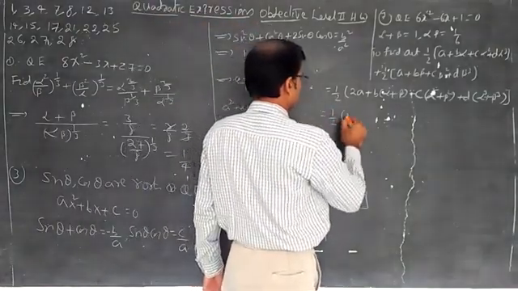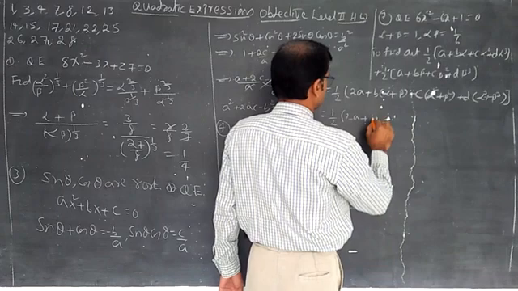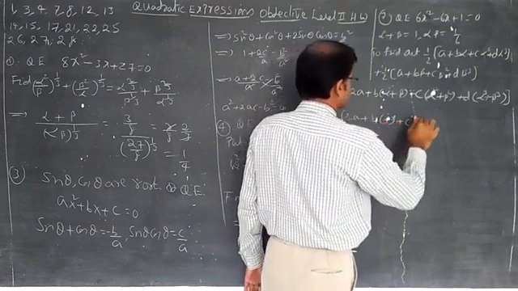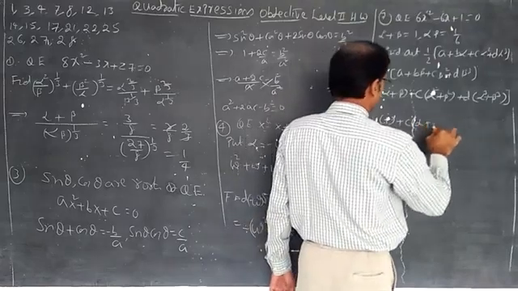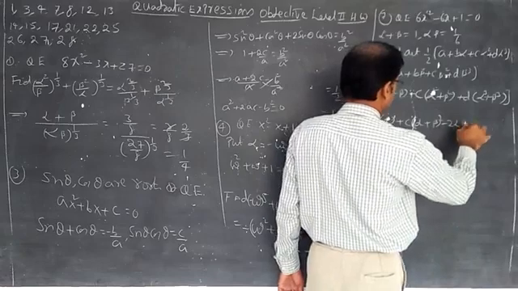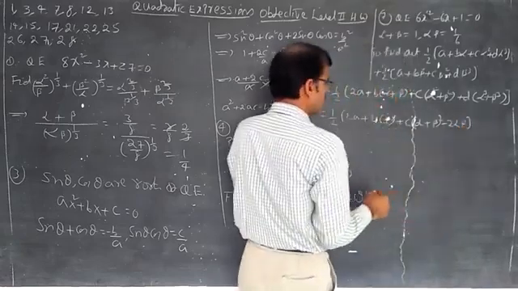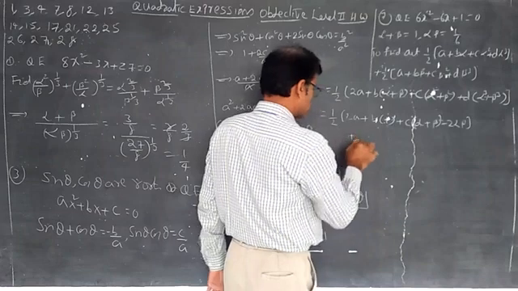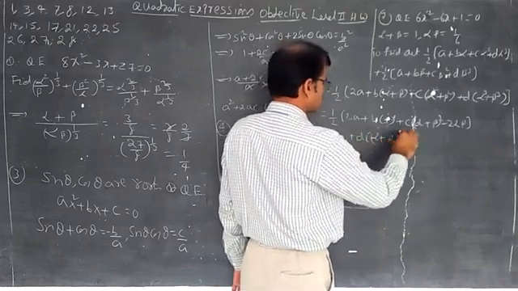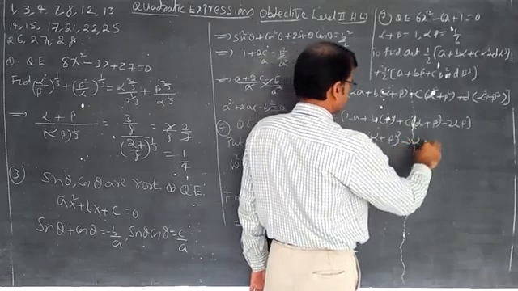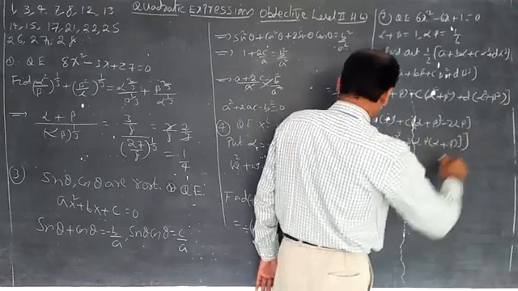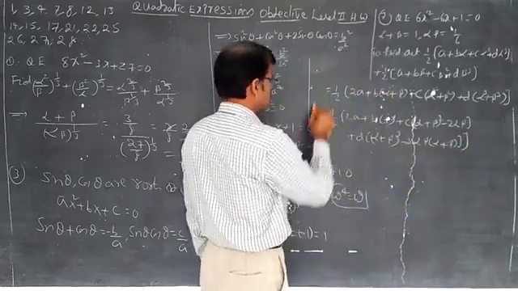So 1 by 2 into 2a plus b into minus 1, it is simply 1, plus c into, now we can write alpha square plus beta square as alpha plus beta whole square minus 2 alpha beta, plus d into alpha cube plus beta cube, formula alpha plus beta whole cube minus 3 alpha beta into alpha plus beta. That's all.